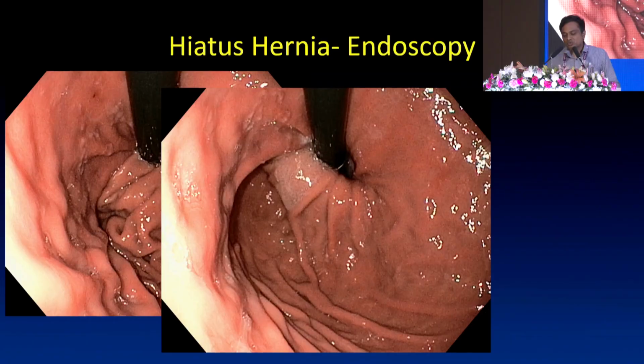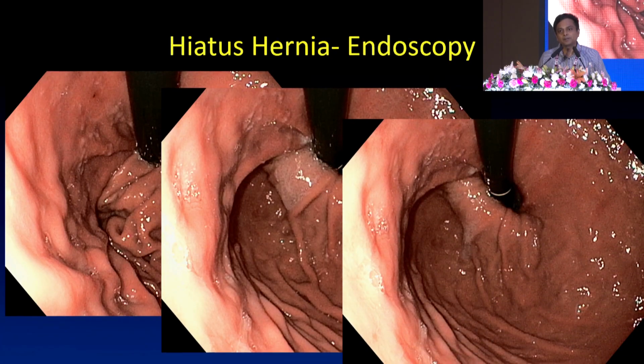Now, hiatus hernia is one area where on the endoscopy, usually you might not be very certain because that depends on how much you insufflate.